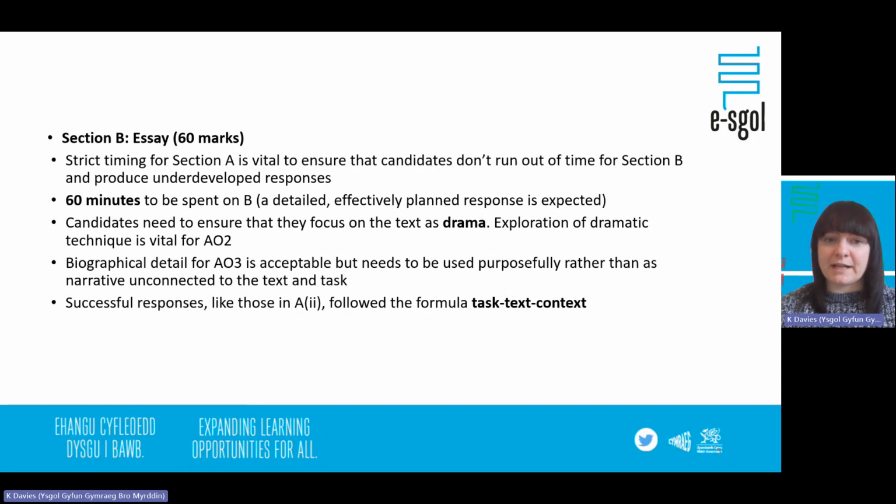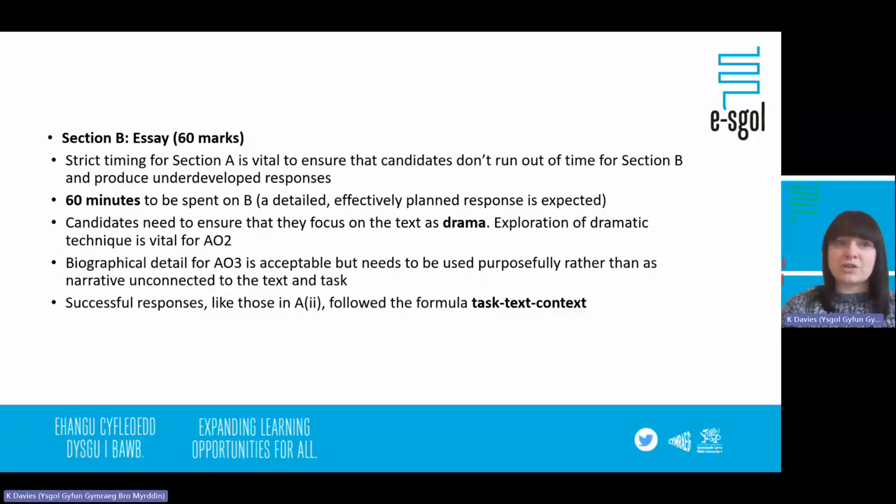So differently to the first section, Section A with the prose, there you've got 20 marks for part 1 of Section A, then 40 for part 2. Here it's a task, one essay, and there's that expectation that you write a really developed, detailed and effectively planned response, okay? So you need to ensure that you focus on the text as a drama, which means that you need to ensure that there is this close exploration of dramatic technique, which is going to be vital for your assessment at AO2.